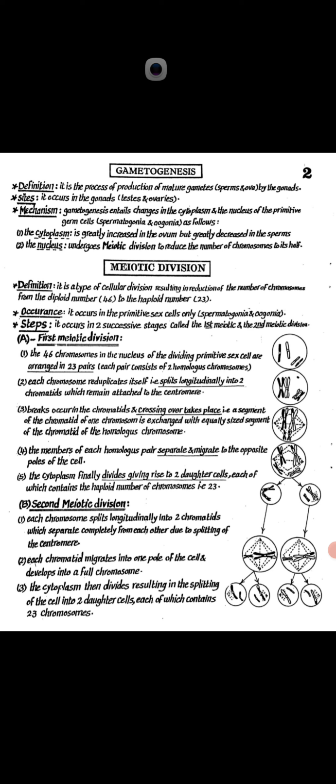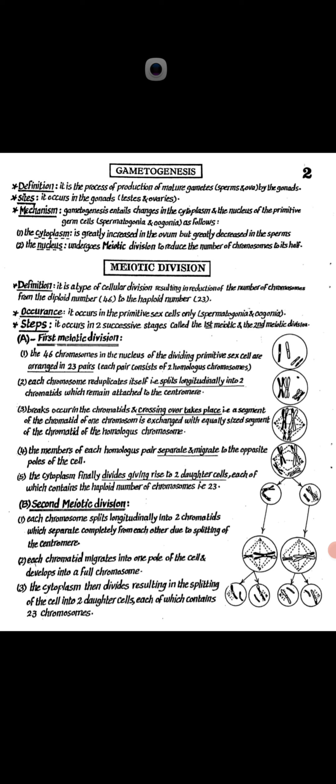Now come to the fourth stage. The members of each homologous pair separate and migrate to the opposite poles of the cell. Look at the diagram. And in the fifth stage, the cytoplasm finally divides and gives rise to two daughter cells, each of which contains the haploid number of chromosomes, for example 23. At the end of the first meiotic division, there are two daughter cells, each containing the haploid number of chromosomes.